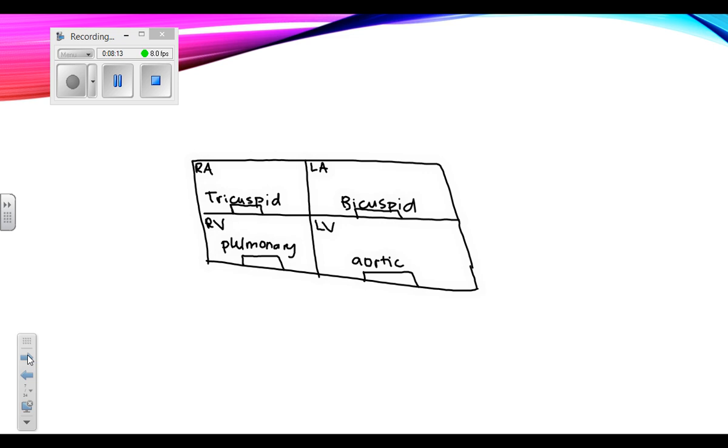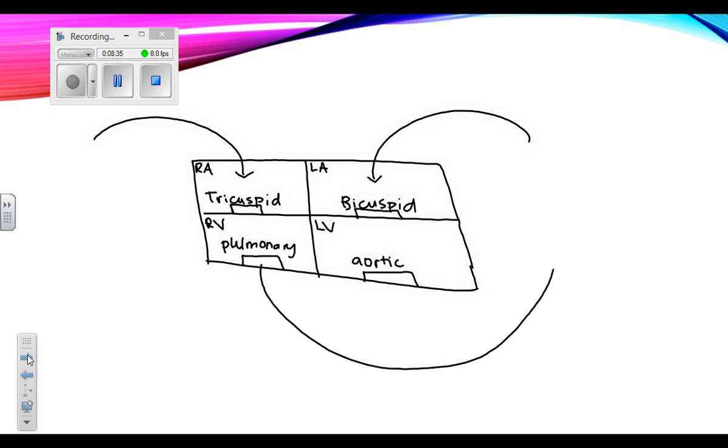Now, besides 4 chambers and 4 valves, I know that there are 4 major blood vessels. There are blood vessels that come in to the atrium from both sides. And there are blood vessels that leave each ventricle. So those are my 4 blood vessels.